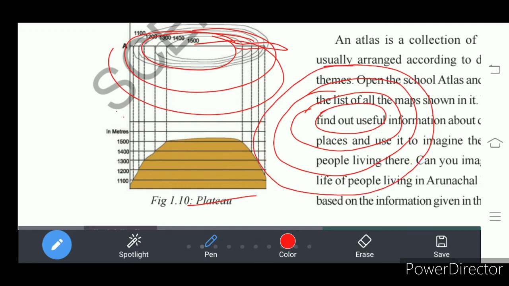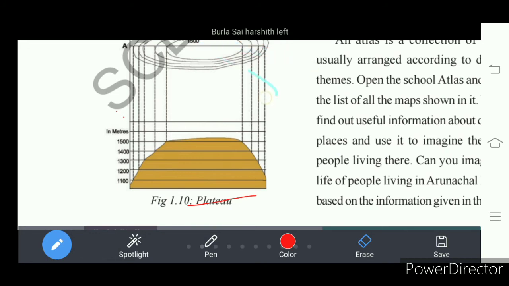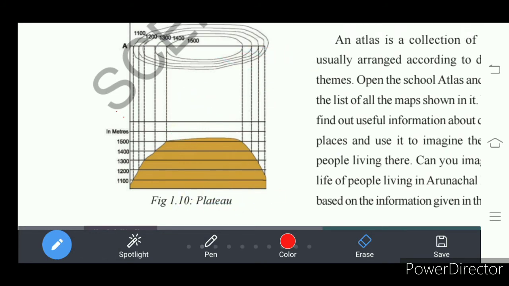If you observe lines like this, then you should understand it is the plateau region. So when we find the contour lines are very near with equal distance, you should know it is a plateau region. When you find the contour lines are very far, you should understand there is a gentle slope. And where the contour lines are very near, it shows there is a steep slope.